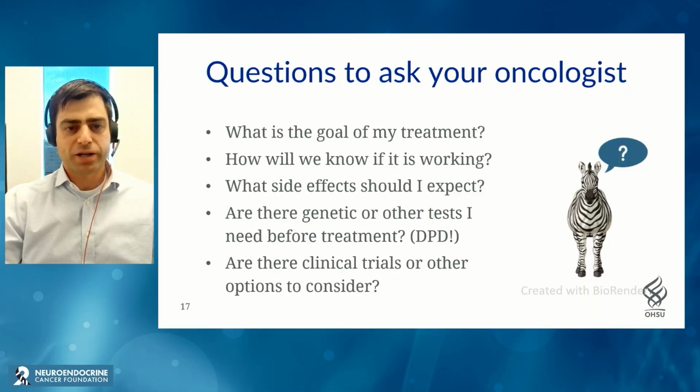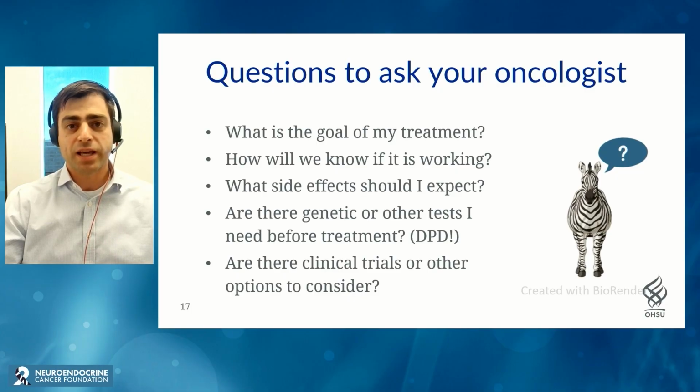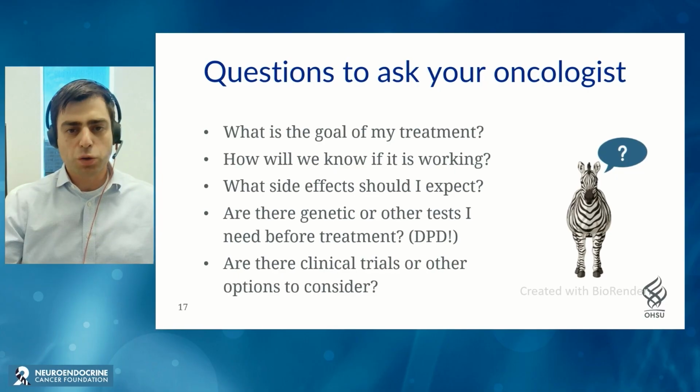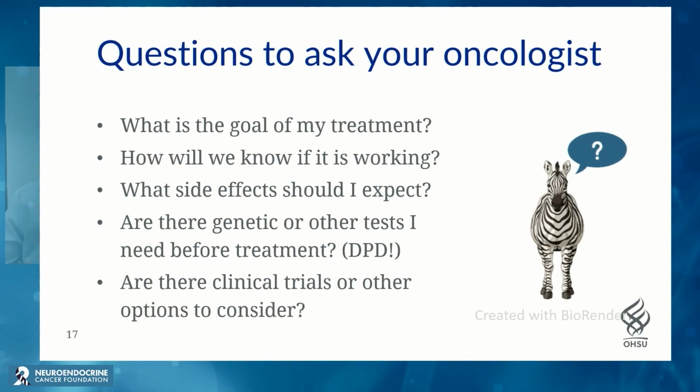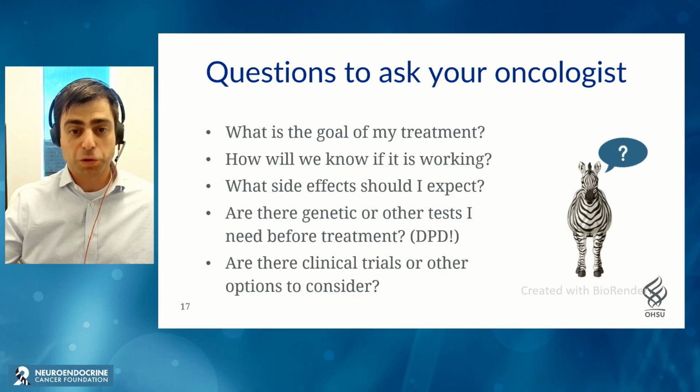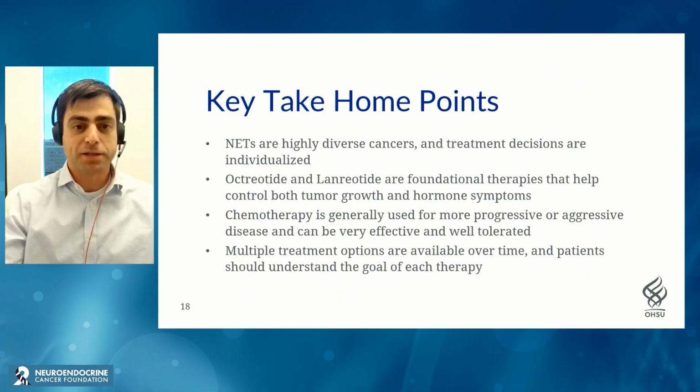So some questions to ask your oncologists, with most any treatments, but when it comes to somatostatin analogs and chemotherapy as well, is what is the goal of my treatment? How will we know if it's working? What side effects should I expect? And especially when it comes to capecitabine nowadays, are there any genetic tests or otherwise that I need before the treatment? Here I'm really referring to the DPD testing. And then, as I mentioned in the last slide, are there clinical trial or other options that I should consider? Clinical trials are really just the critical way that we move this field forward and that we develop these new treatments. So I always strongly recommend pursuing these whenever that's a possibility.